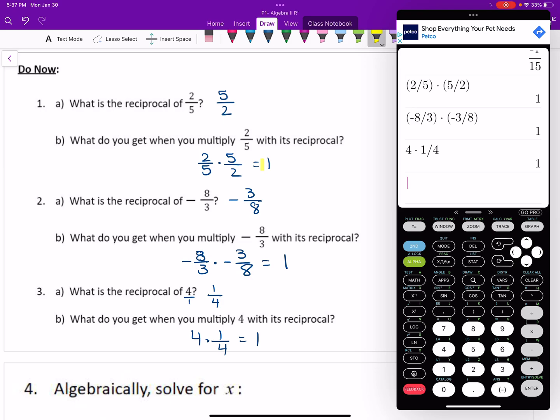So the fact that we're getting 1 for all of these is not a coincidence. That should happen every time you multiply reciprocals together. So being able to find reciprocals and knowing that they really just cancel each other out to a 1 is going to be helpful for all of today's lesson when it comes to solving.